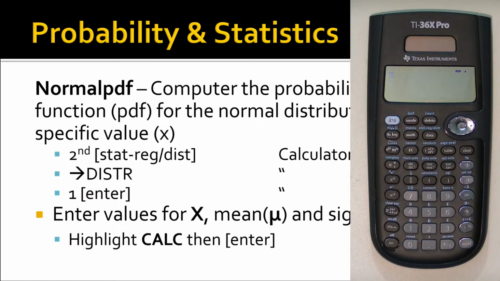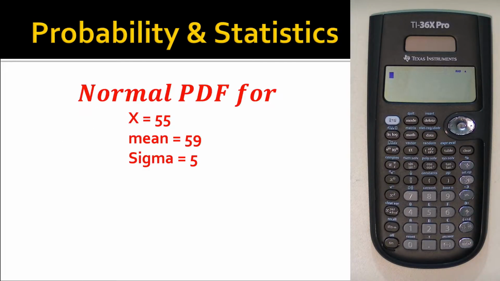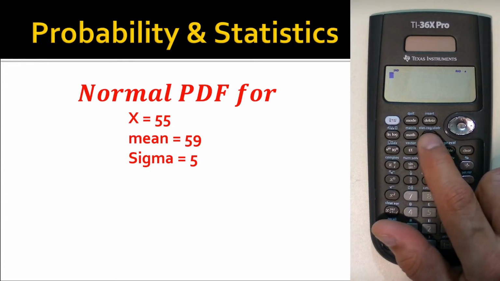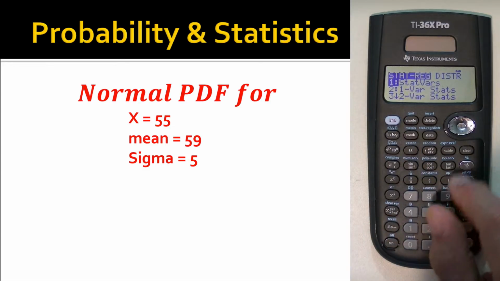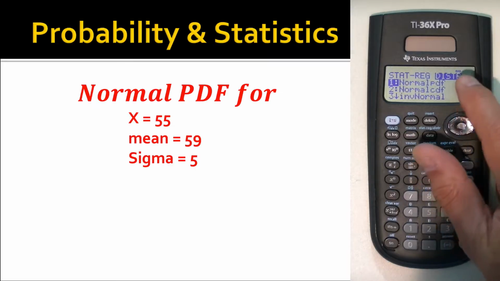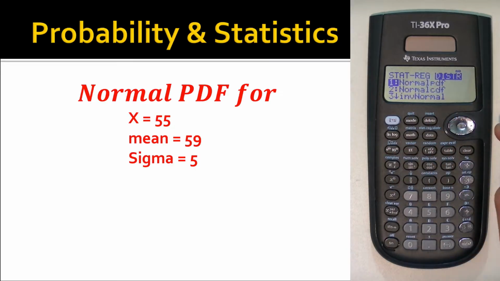So as an example, let's say I want to calculate the normal PDF using these 3 inputs. X of 55, that's a total sample set. The mean of 59, that's the average. And the sigma of 5. I would come in here and hit second, stat register distribution. I have to go over to distribution, because normal PDF is part of that grouping of statistical functions.